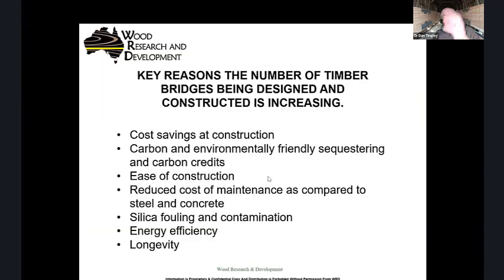So the key reasons the number of timber bridges being designed and constructed is increasing is because of cost savings. Traditionally speaking, timber ranges in greenfield somewhere in the 50 to 70% of the cost of steel.